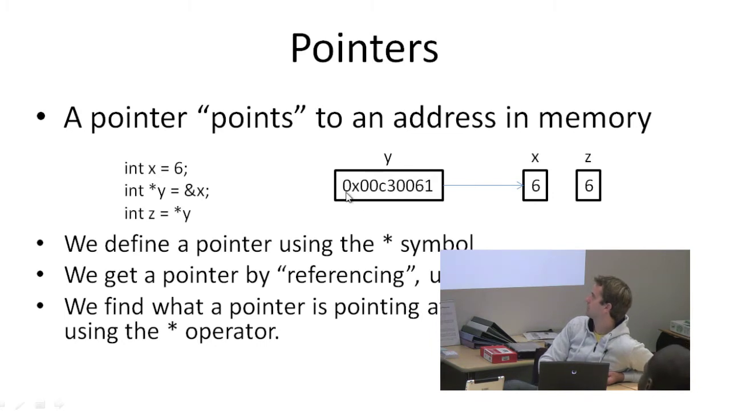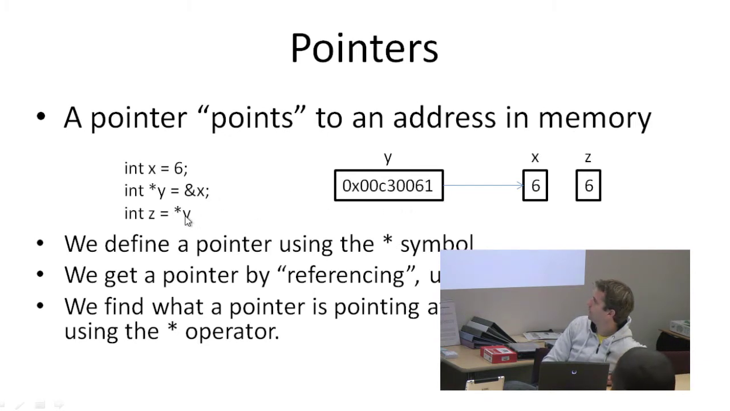This is typically what you'd look at. If you tried to print out y, you'd get something which looks like this: 0x00C30061, which says where in the address space x is. And then we can dereference that to find what's actually in x. We can also do what's known as dereferencing.